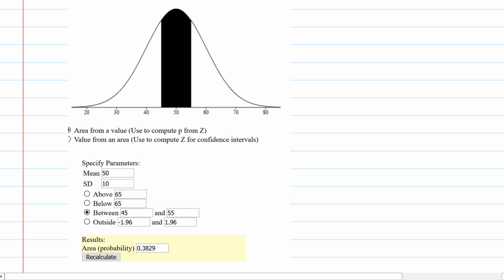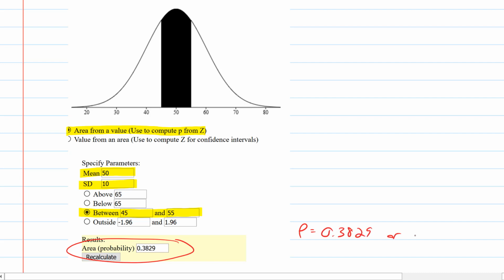Again, we've chosen that we're using the area from a table. We're computing probabilities from other parameters. We've placed our mean and our standard deviation, and this time we've chosen the calculation between 45 and 55, and you can see that the area that it gives us is 0.3829, and so our probability is equal to 0.3829, or 38.29%, and I'm just going to do a little rounding here to 38%.